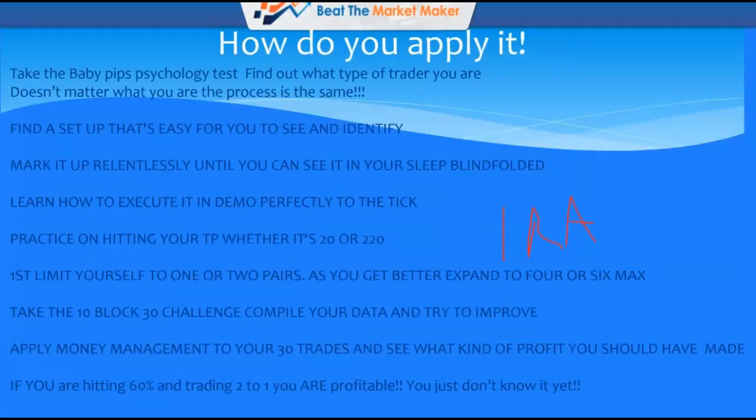Practice hitting your TP. If it's plus 20 with a 5 pip stop, plus 20 with a 10 pip stop, that's 2R, good enough. First, limit yourself to 1 or 2 pairs and get really good at it. Then I want you to expand yourself to 4 or 6 max. I look at a handful of pairs. That's it. 6B is GBP and the futures equivalent. I like NQ, ES, crude oil, and gold.